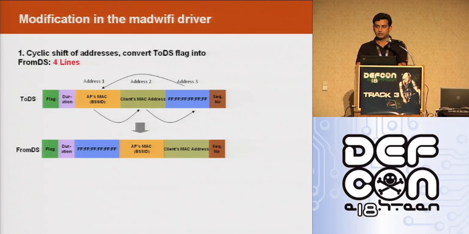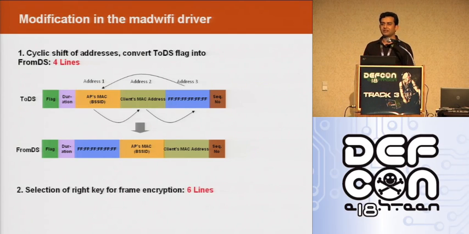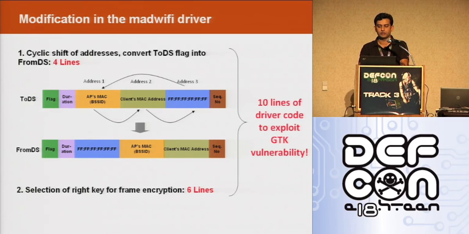And then you need to select the right key to encrypt that packet, because the client always uses unicast data traffic, so it always uses the unicast key. So 6 lines of code were added to choose the right key. It's just about selection, in which data structure what kind of key is stored. So in just 10 lines of code, it was possible to exploit the GTK vulnerability.